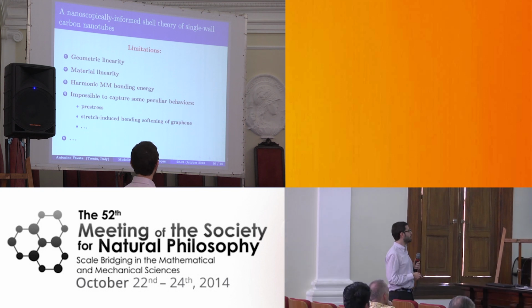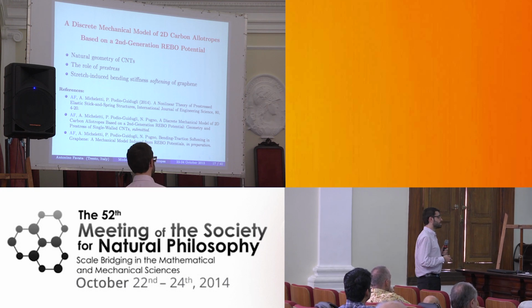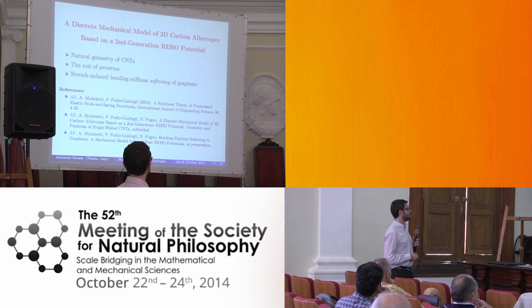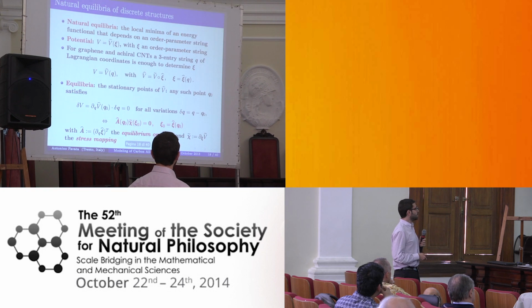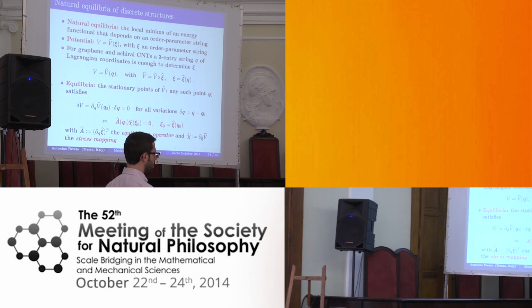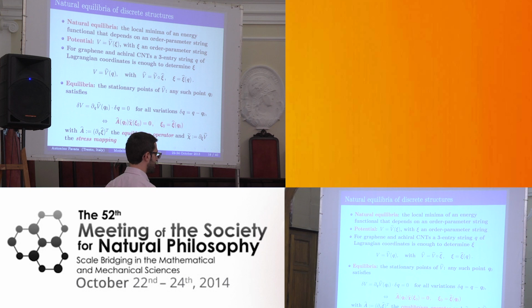So we can go on and talk about a discrete mechanical model for carbon allotropes, in particular for graphene and carbon nanotubes, based on a second generation potential. With this, we will discuss the three problems I mentioned before, namely determine the natural geometry of carbon nanotubes, disclose the role of pre-stress, and discuss the softening. So we are still in discrete structures. We define the natural equilibrium of a discrete structure as a minimum of a functional, and we have to choose a potential, which will be the second generation Brenner potential.